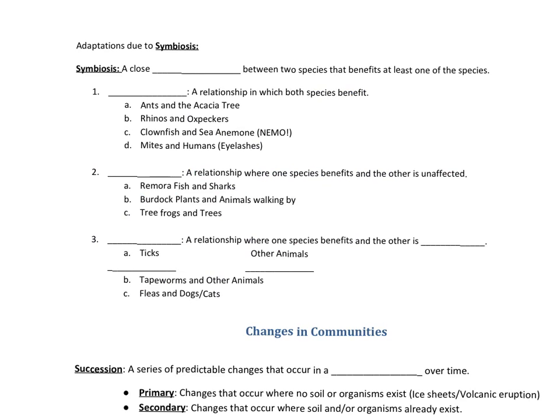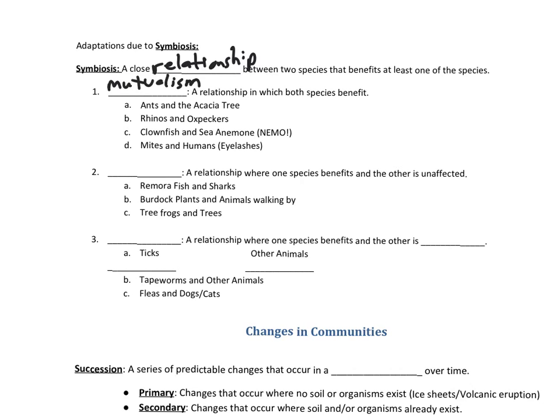Finally, we have adaptations due to something called symbiosis. And symbiosis is a way of saying that there is a close relationship between two species that benefits at least one of those species. The first kind of symbiotic relationship that we're going to talk about is called a mutualism. In a mutualistic relationship, both species or both organisms benefit.